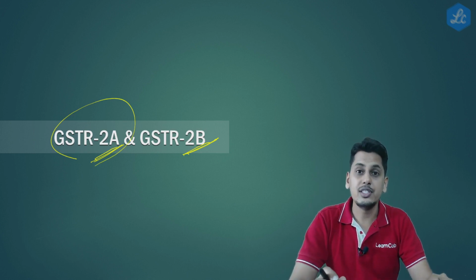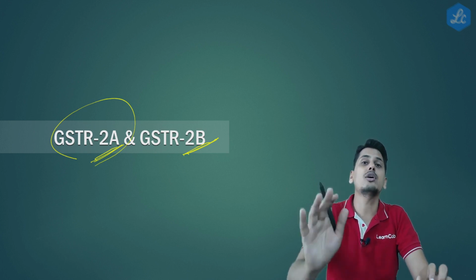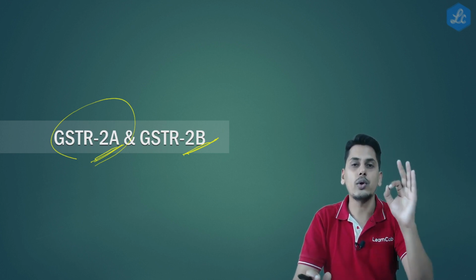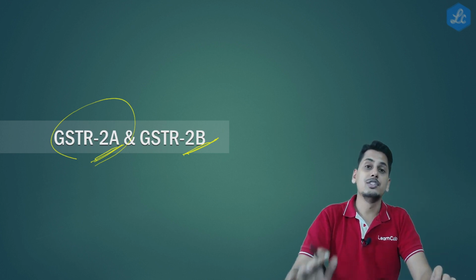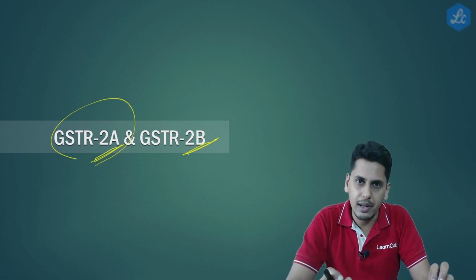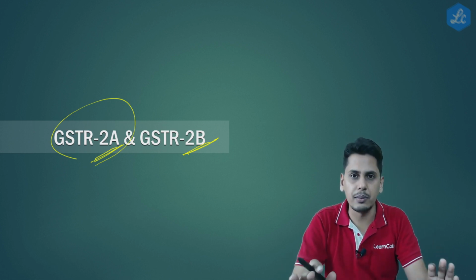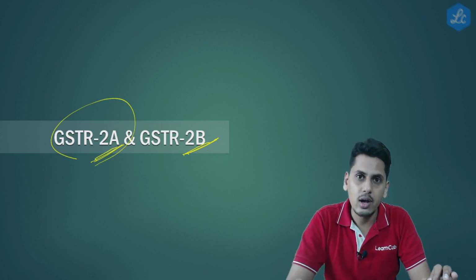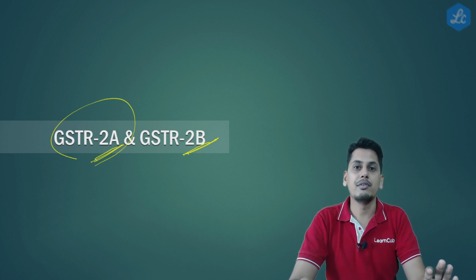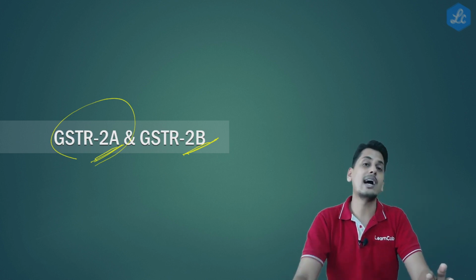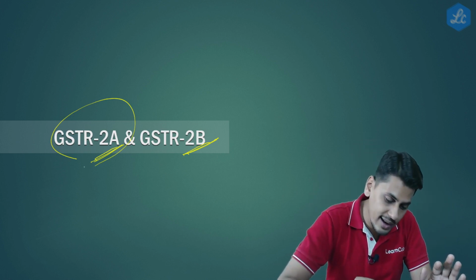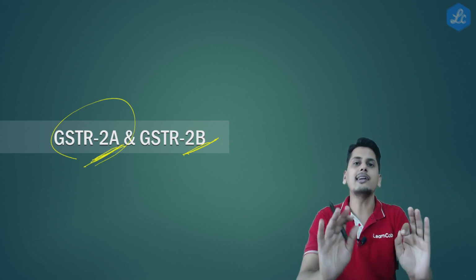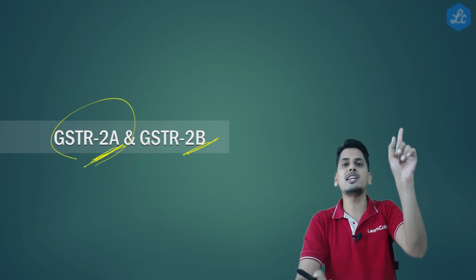Case A, GSTR 1 of September is filed on 10th of October. Still, it would appear in GSTR 2A of September. GSTR 1 of September is filed on 30th of October. It would appear in GSTR 2A of September. Whether GSTR 1 is filed before due date or after due date, it doesn't matter as long as GSTR 2A is concerned. For GSTR 2A, all that you need to check is in which month GSTR 1 it is included.